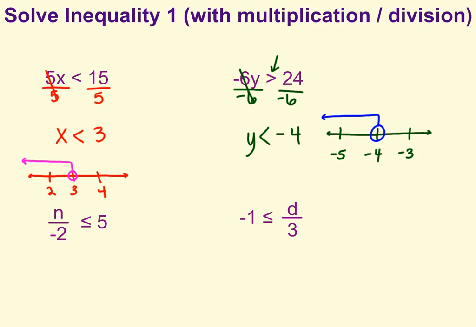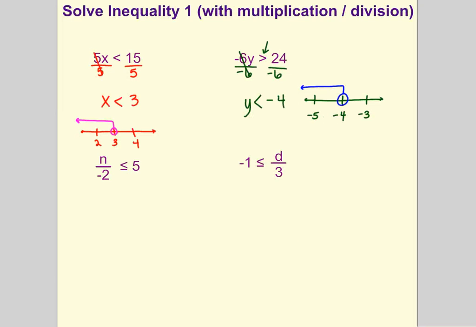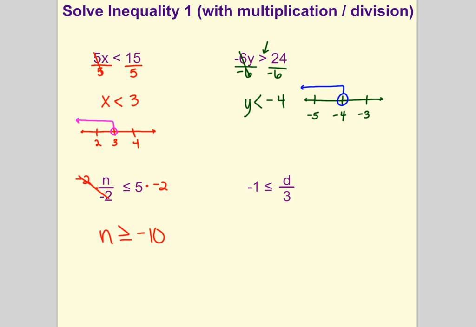Oftentimes you can tell from the beginning of a problem if you will end up flipping the inequality. For example, this one here on the left, you can see that there's a negative 2 connected to the variable. That's one where we will end up flipping the inequality. The reason we flip it is the opposite of dividing by negative 2 is to multiply by a negative 2 on both sides. Those negative 2's cancel on the left, so we have n, and then I just multiplied both sides of an inequality by a negative number. That flips my inequality, and we end up with n is greater than or equal to negative 10.